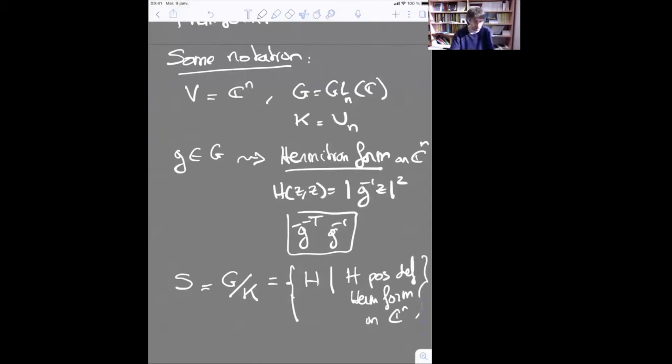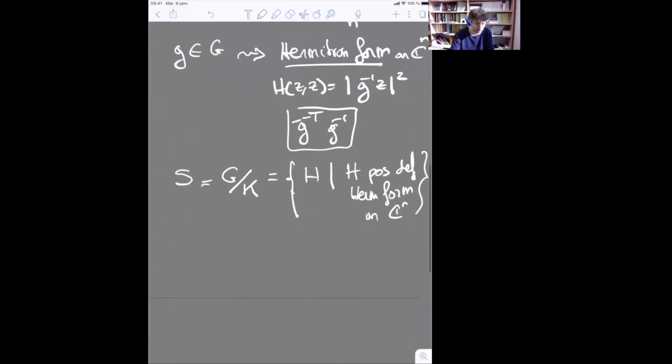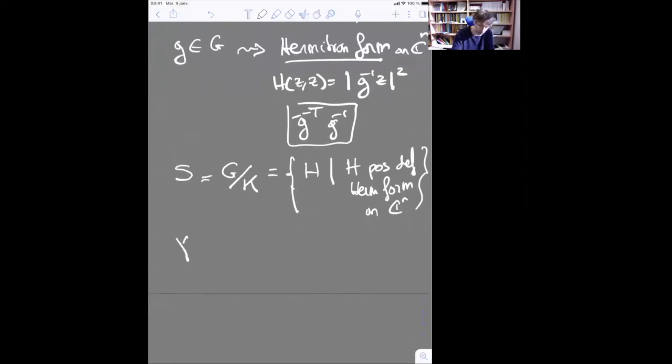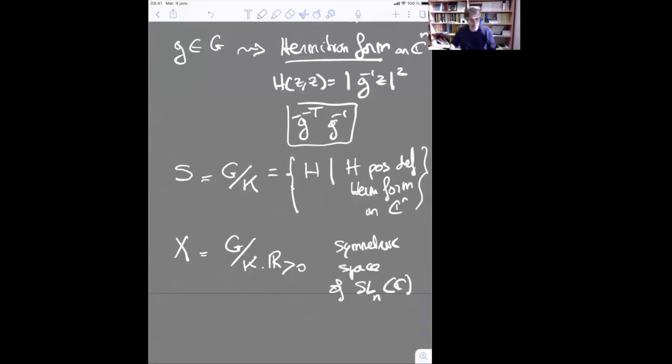It is not quite the symmetric space associated to SL_n(C). The symmetric space is a quotient by the real numbers, where I rescale the Hermitian form, and so this is the symmetric space of SL_n(C). So eventually, that is the space I want to work with.